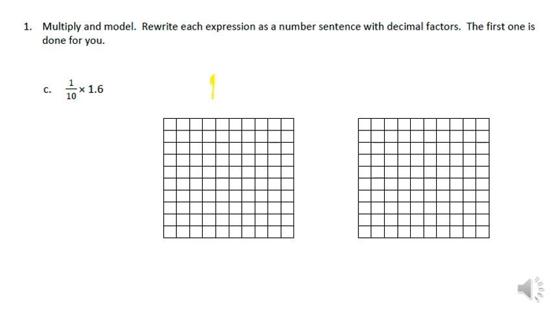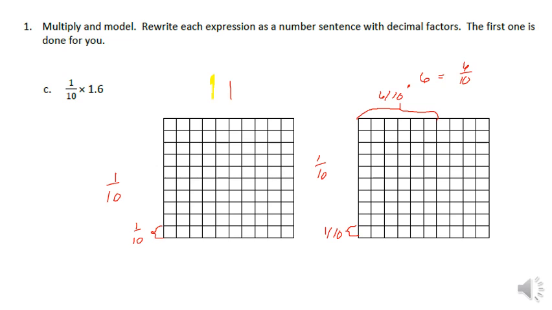So the first one here says 1/10 times 1 and 6/10. So we're going to be modeling the 1 here. Let me change my pen so you can see it. So we're going to be modeling the 1 whole here, and we're going to be modeling 6/10 here. And we know we're going to change this to a fraction where it says 6/10, so it's easier to see. And we're going to be multiplying it by 1/10. And 1/10 is going to be equal to this bit right here. That is 1/10. And the same over here, 1/10.